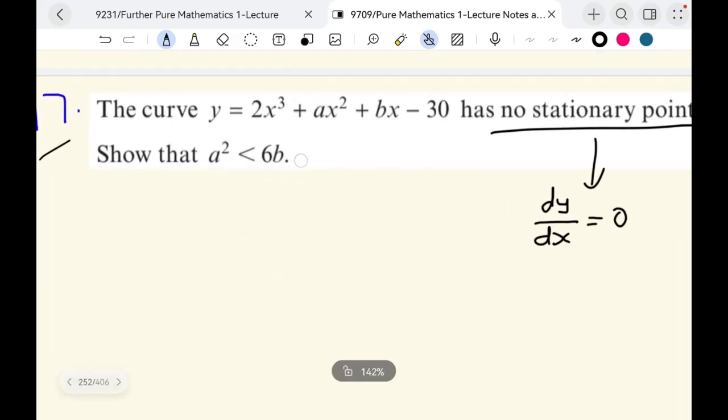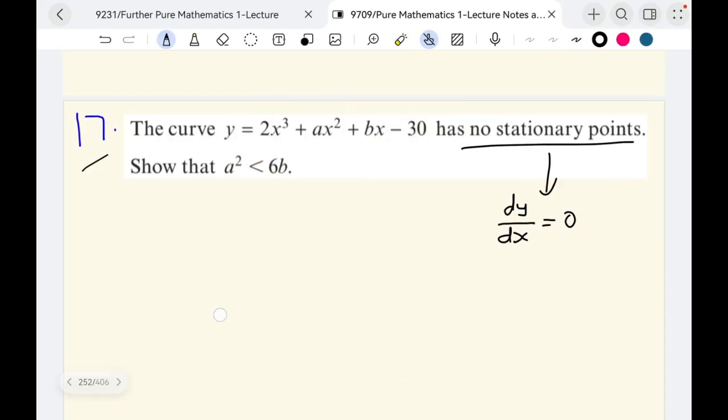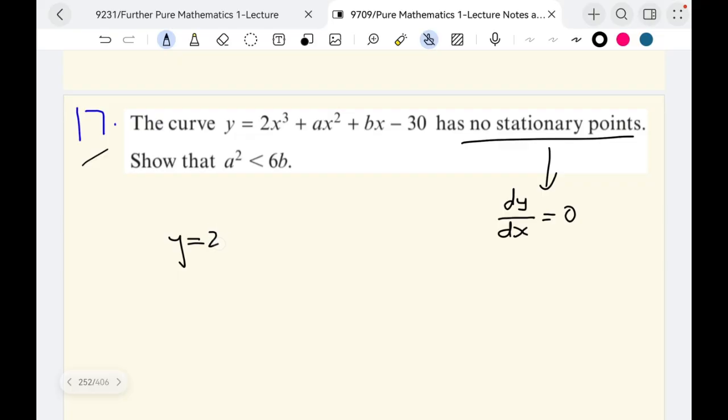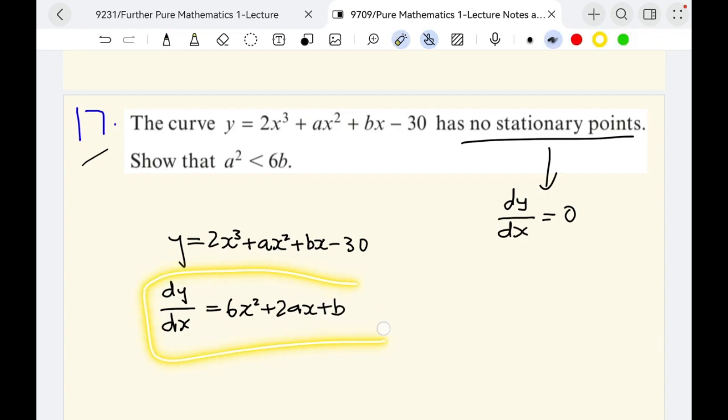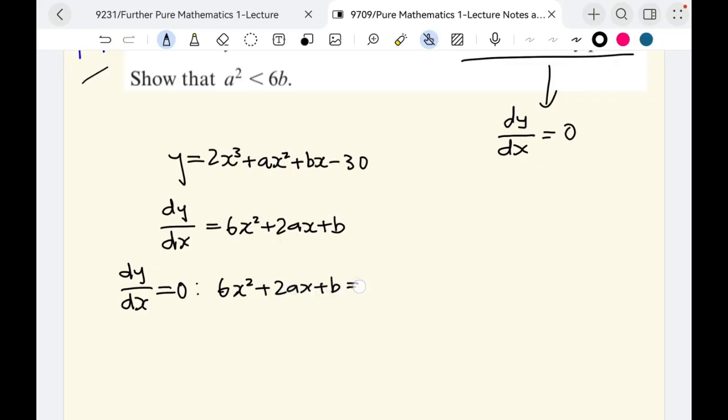I believe that the gradient function is a quadratic because the degree of this curve is 3. Anyway, let's differentiate it by taking the first derivative, which is dy/dx. Take the dy/dx, which you will get 6x squared plus 2ax plus b. So this is your first derivative in the quadratic expression. Now, for the fact of stationary point, dy/dx equals 0. 6x squared plus 2ax plus b is equal to 0.